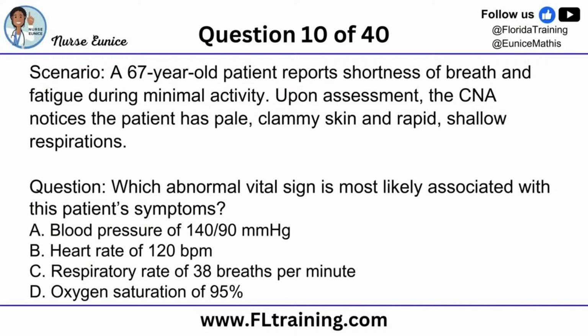You have a 67-year-old patient who reports shortness of breath and fatigue with minimum activity. Upon assessment, the CNA notices the patient has pale, clammy skin and rapid, shallow respirations. So here's the question. Which abnormal vital sign is most likely associated with this patient's symptoms? Is it A, a blood pressure of 140/90, B, a heart rate of 120 per minute, C, a respiratory rate of 38 breaths per minute, or D, an oxygen saturation of 95%?